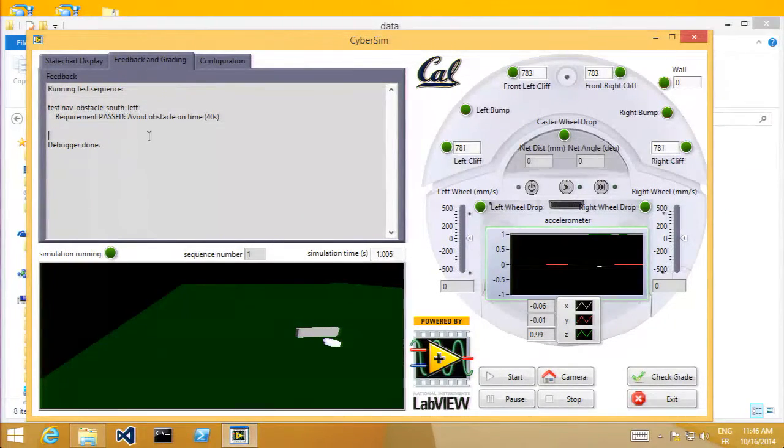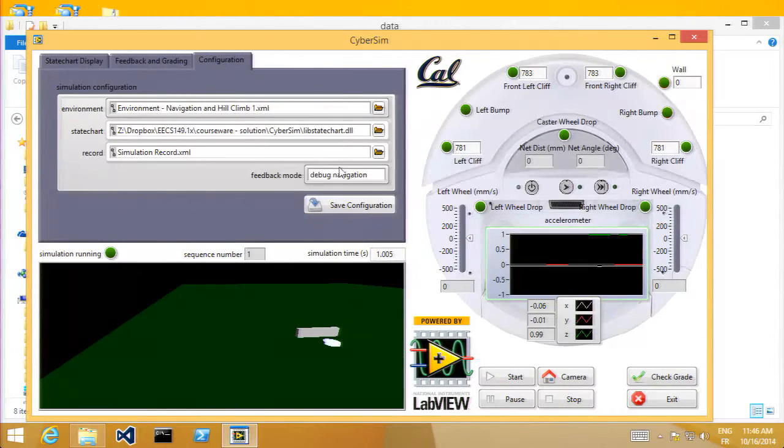So now let's look at the actual test plan that was used there. In this release, the feedback mode had 4 possible modes: debug navigation, debug hill climb, auto-grade navigation, and auto-grade hill climb. In debug mode, the purpose was to provide you some useful feedback by checking as many properties as possible that could indicate a fault that you could have made. Each of these modes corresponds to a different test plan. And in the auto-grade mode, we just removed those tests aimed at giving you feedback and just tested the requirements for the problem.